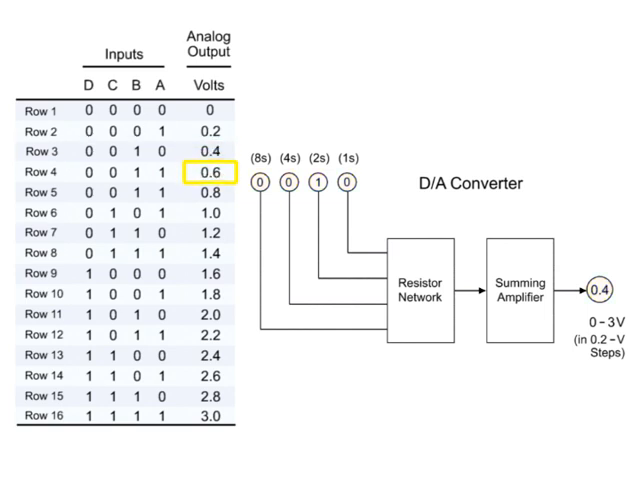With each subsequent increase in the binary value, the voltage increments by 0.2 volts. The voltage reaches 3 volts when the binary input is 1111.